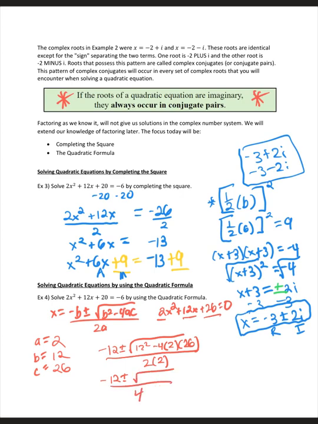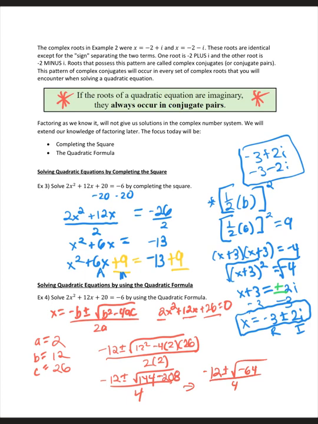Inside my calculator, I can go ahead and type this in. 12 squared is 144. And then I have -4 times 2, which is -8. Times that by 26 is -208. So underneath my radical, I need to do 144 minus 208. And I get -12 plus or minus the square root of -64 over 4.